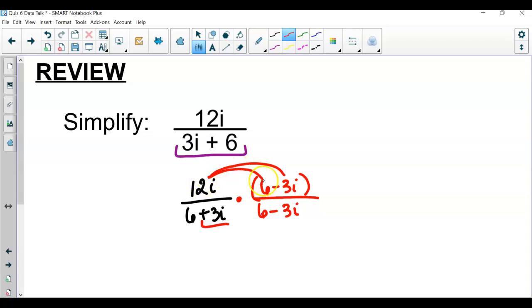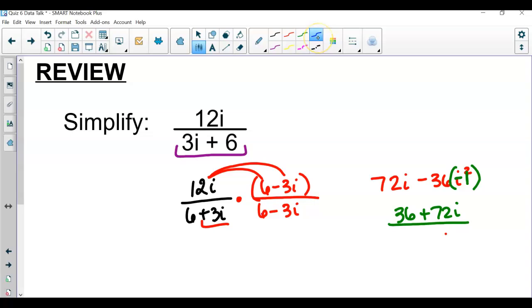12i times 6 is 72i. 12i times negative 3i, negative 36, but i squared, because they both have i times i. Then here, remember, i squared is always negative 1. Notice two negatives will always make a positive 36. So 36 plus 72i.